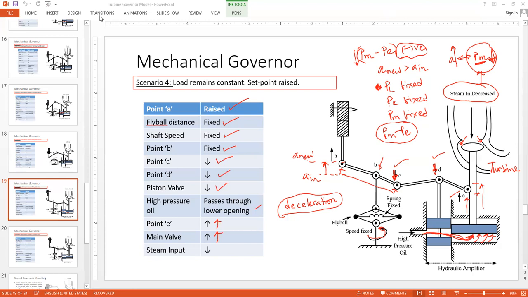So now we have a reduction in the speed. Why reduction in speed? Because PM is getting reduced, PE is still there because we haven't touched the load. Load is fixed to the initial value, but PM has got reduced. Because of that, we have a negative value and there is a negative acceleration. So the outcome of all these will be that the speed gets decreased. That speed change will of course be sensed by the mechanism that we will show in the next slide.